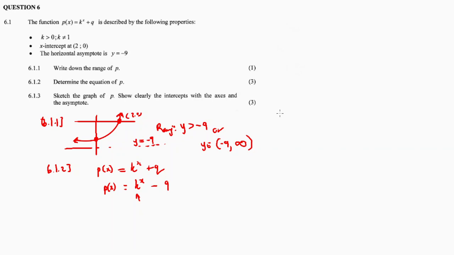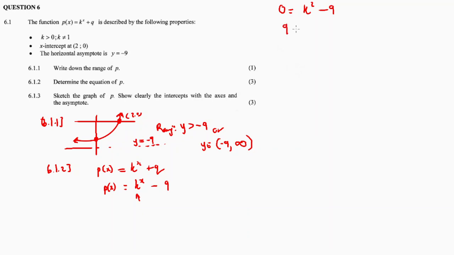Now let's calculate the value for k. In order to calculate k, I need at least one point from the graph. The x-intercept is given, so you substitute and calculate k. Where there's y, I put 0, so p of x is going to be equal to 0. Where there's x, I put 2. So it's k to the power 2 minus 9. Now we can calculate k.